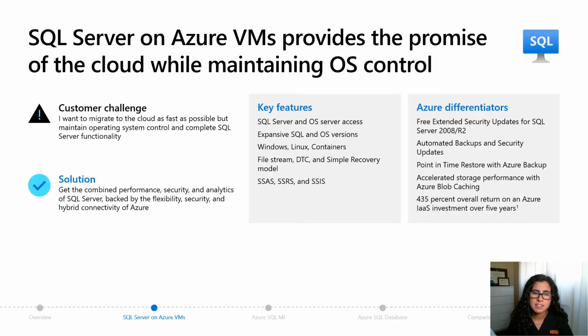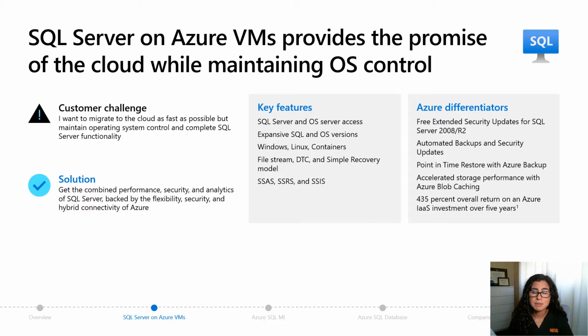So we talked about some of the things that are supported. Again, in this case, it really is just SQL Server. So you're going to get everything with SQL Server 2019 that you would expect to get with SQL Server 2019. Now, there are some Azure differentiators for why you might want to move to SQL Server in a VM. You get free extended security updates for those end of support resources that are on 2008 or 2008 R2, so that can help for a few years. You can also get some automated features like automated backups and security updates.